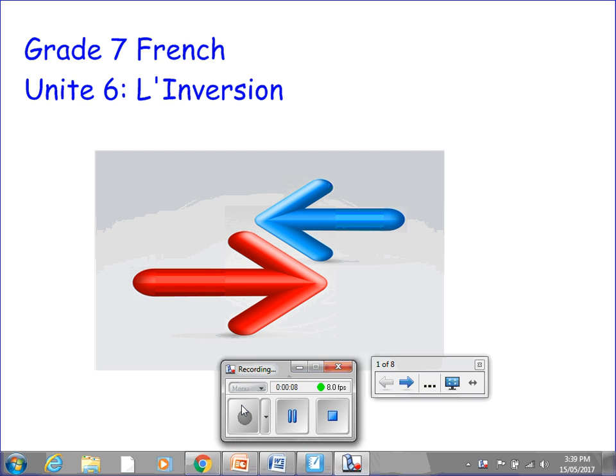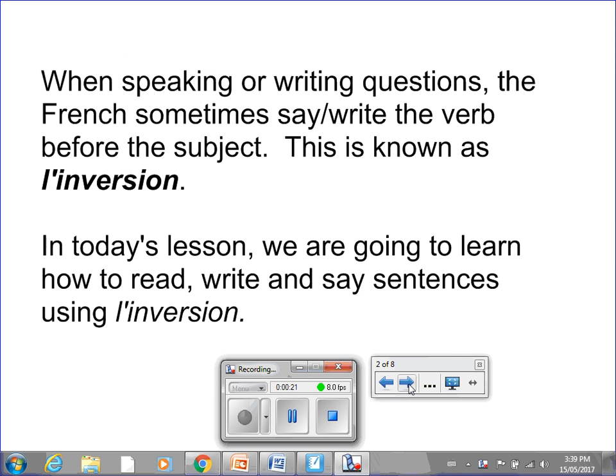This is the final grammar / parts of speech lesson, which is part of Unité 6. Today's video is about using l'inversion. When speaking or writing questions, the French sometimes say or write the verb before the subject. This is known as l'inversion. In today's lesson, we are going to learn how to read, write, and say sentences using l'inversion. And in English, we pronounce the word inversion, and inversion basically means the reverse of something.